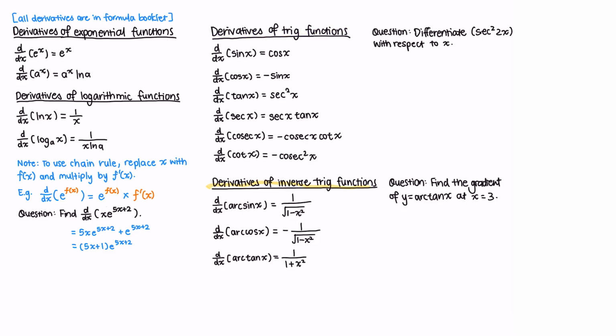Now we only have two more types of derivatives, the derivatives of trig functions and the derivatives of inverse trig functions. So let's go through this really quickly. d over dx of sine x will be equal to cosine x.